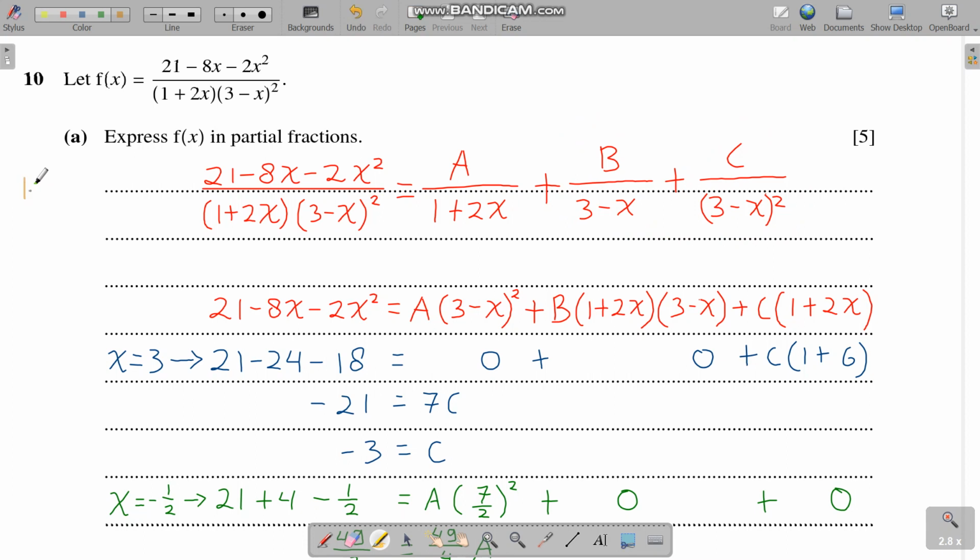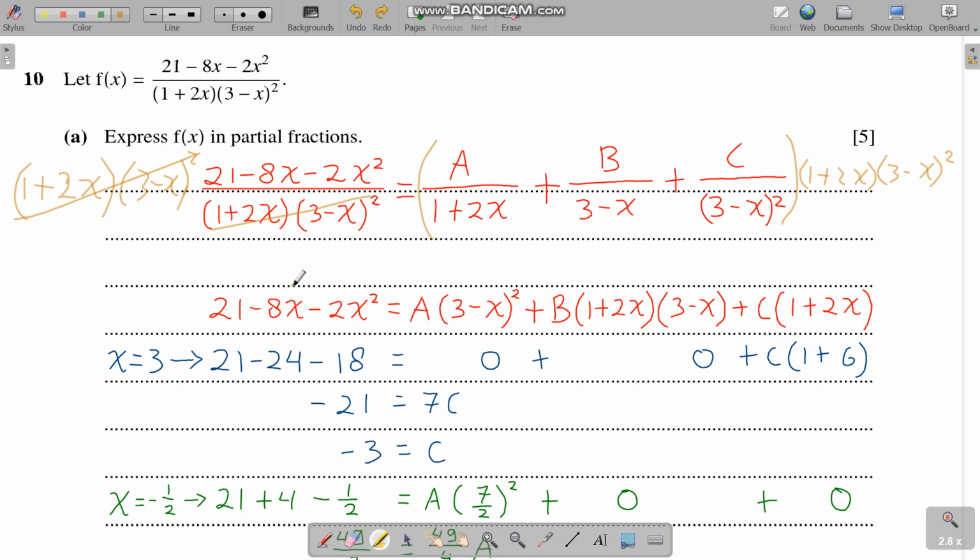We can multiply both sides by (1 plus 2x) times (3 minus x) all squared. Everything on the left, everything on the right, we multiply with the same thing. On the left, of course, we cancel out, so we have only the numerator.